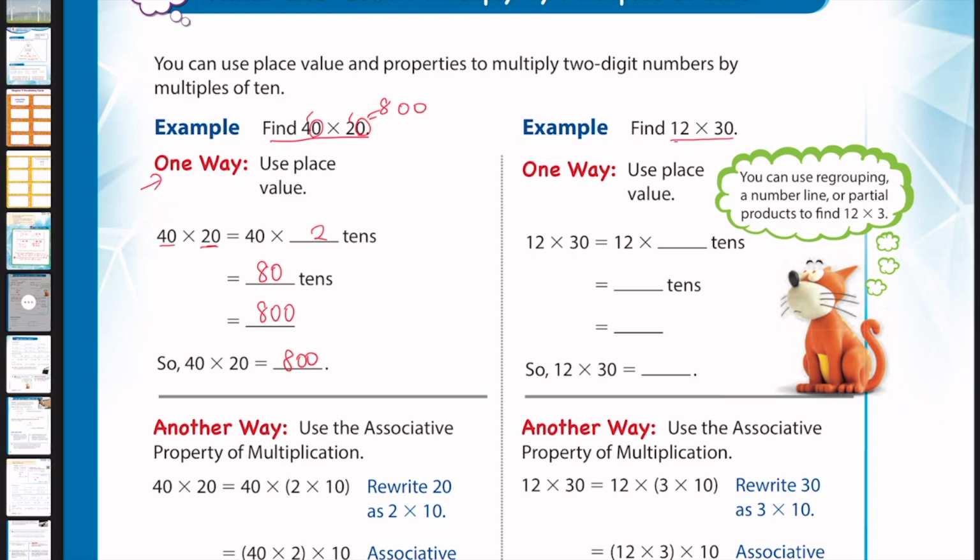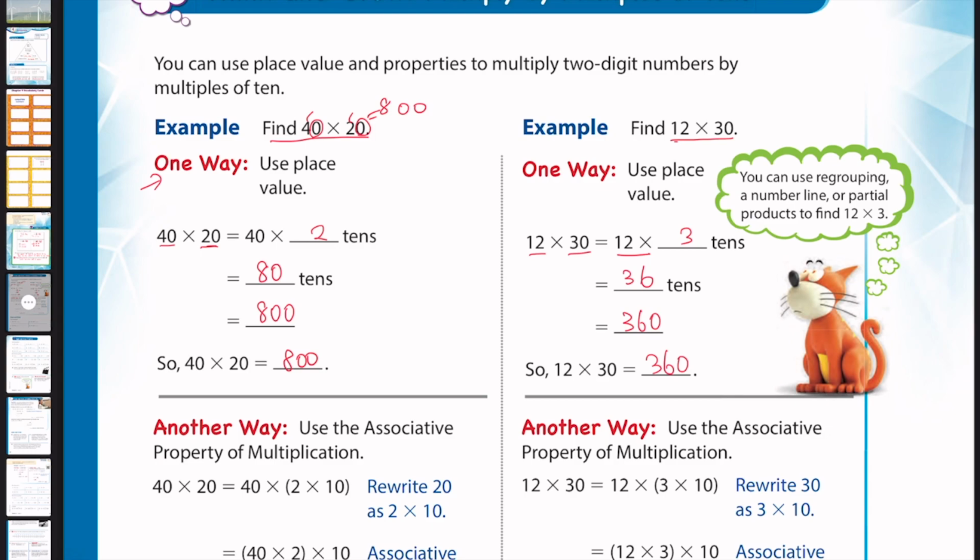Now let's move on to another example. Find 12 times 30. Use place value this time. 12 times 30 is equal to what? 12 times 3 tens, which is 36 tens, right? 2 times 3 is 6, and 1 times 3 is 3. 36 tens, 360. Oh, did I say tenths? Sorry. 360 and 360 again. All right.